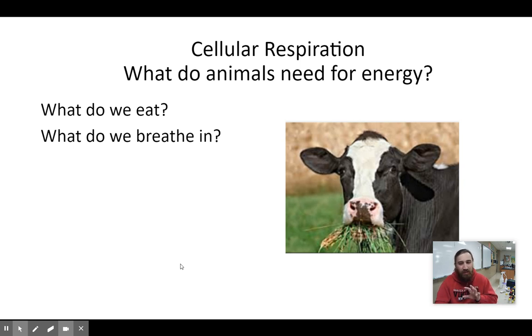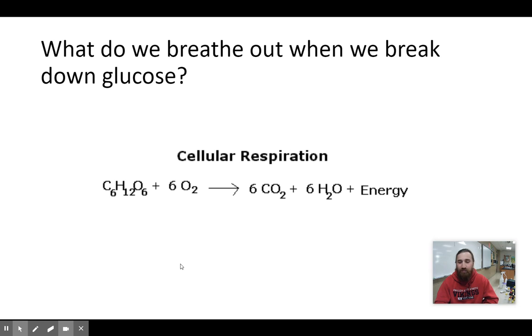Okay, this is all going to kind of make sense. Just give me a second here. Okay, so we eat our carbohydrates. We breathe in our oxygen. These are the reactants.